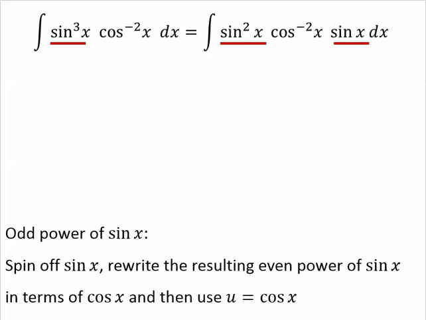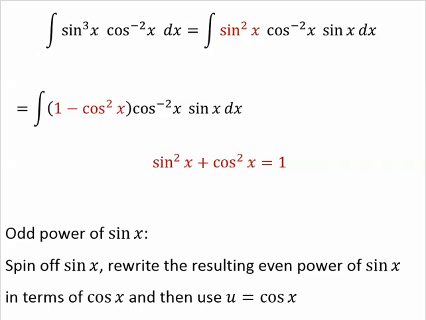Alright, now I want to rewrite the sine squared in terms of cosine. So again, I just use the Pythagorean theorem: sine squared equals 1 minus cosine squared. Now that I've written my even power of sine in terms of cosine, I'm ready to do my substitution. So let u equal cosine of x.